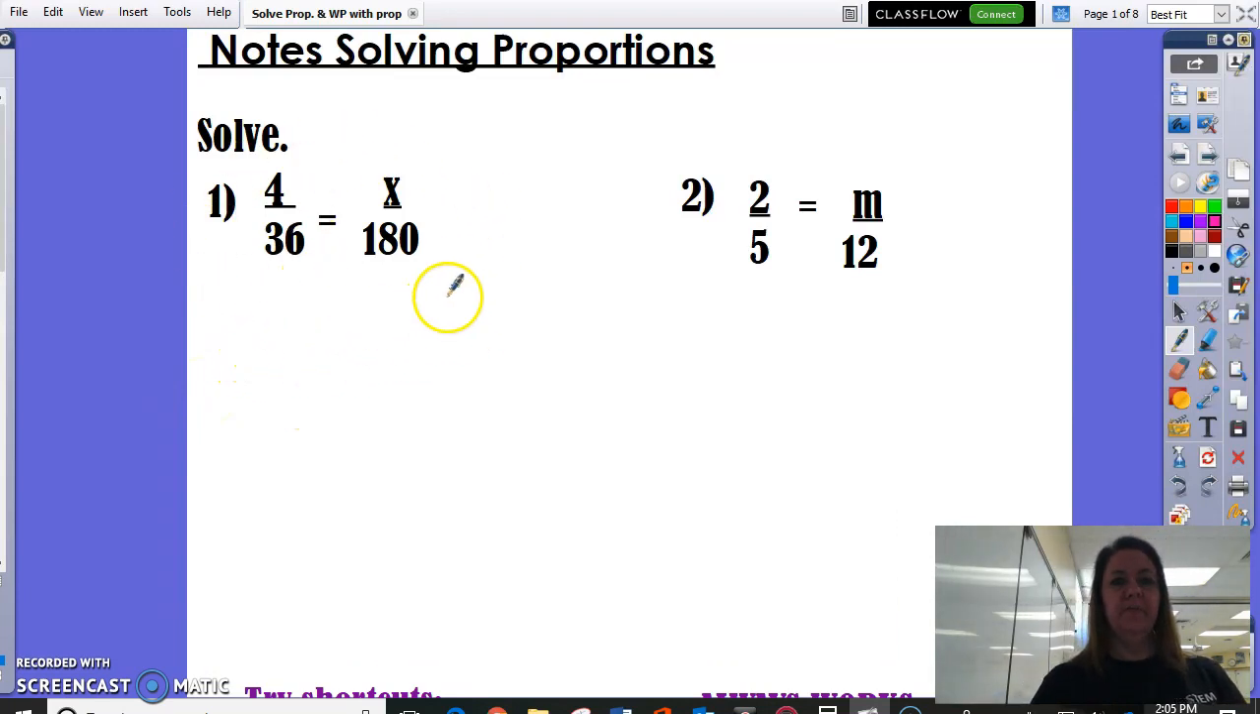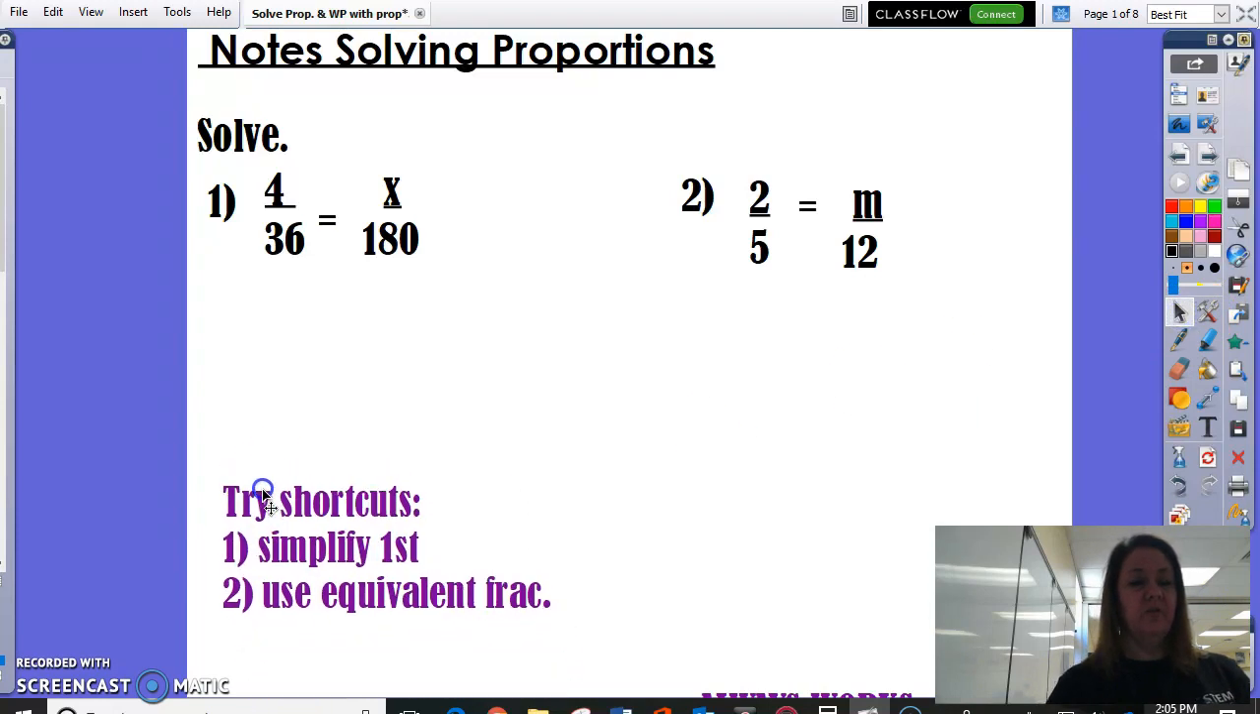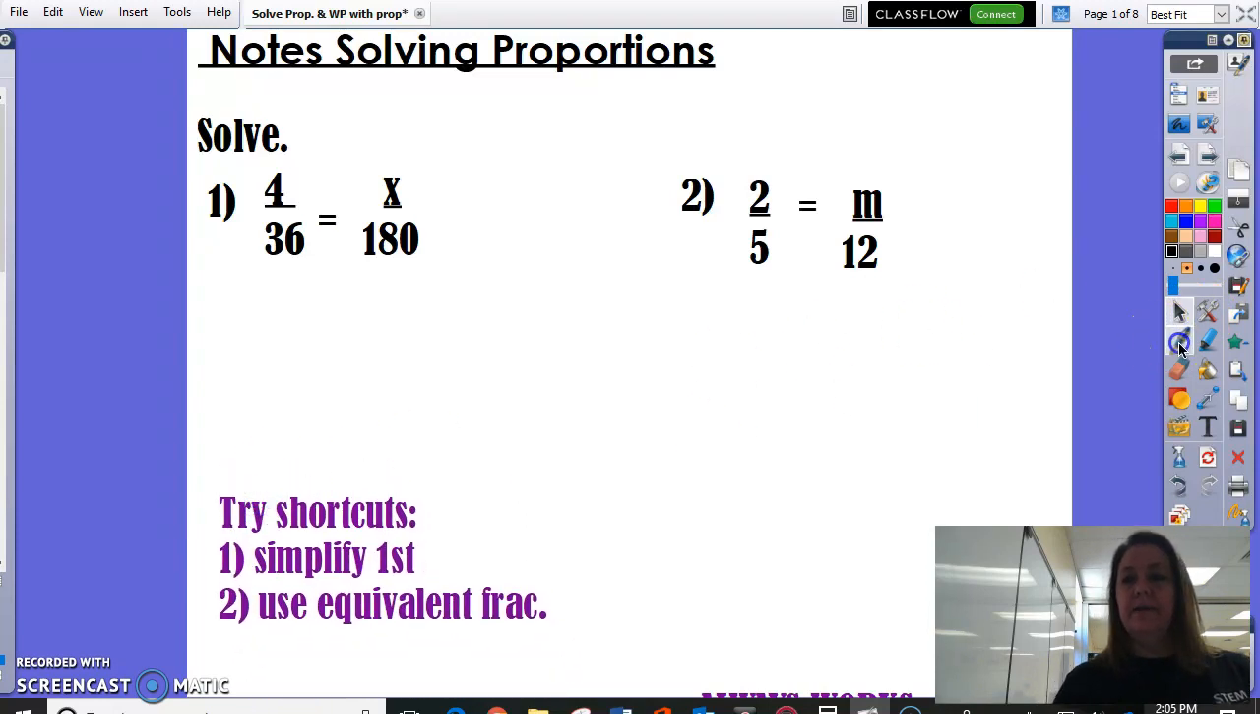So if we look up here, remember a proportion is two equal ratios, and what we learned from the 6th grade portion is that we could possibly try to simplify, or see how many times one number would go into the other, or what number times this number would be the other denominator. So all of those shortcuts that we learned before still work. So I'm going to try those with you just to review, and then we'll move on.